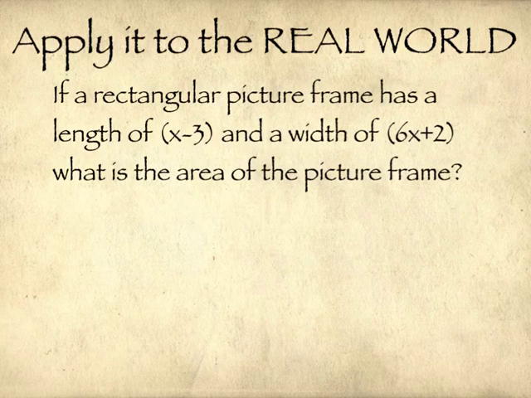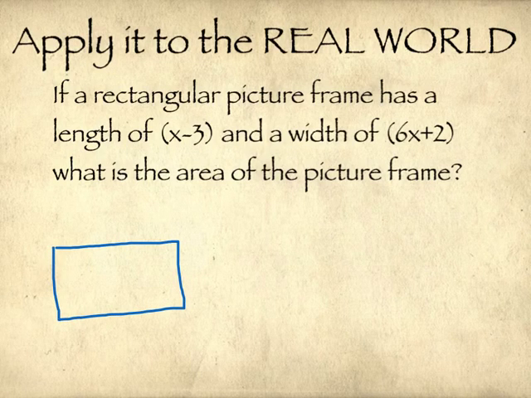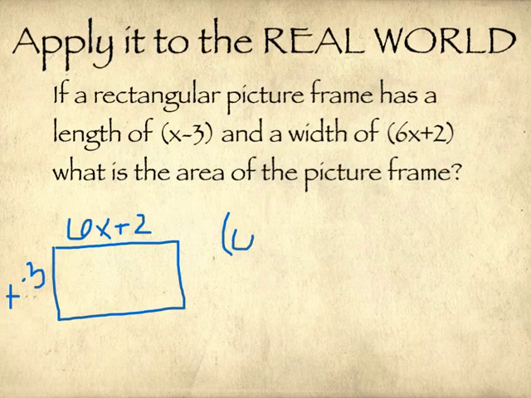Now, how will we apply this to the real world? If a rectangular picture frame has a length of x minus 3 and a width of 6x plus 2, what is the area of the picture frame? So in other words, we have a frame, x minus 3 is the length, and 6x plus 2 is the width. Area is length times width, so we need to multiply these two together. 6x plus 2 times x minus 3.